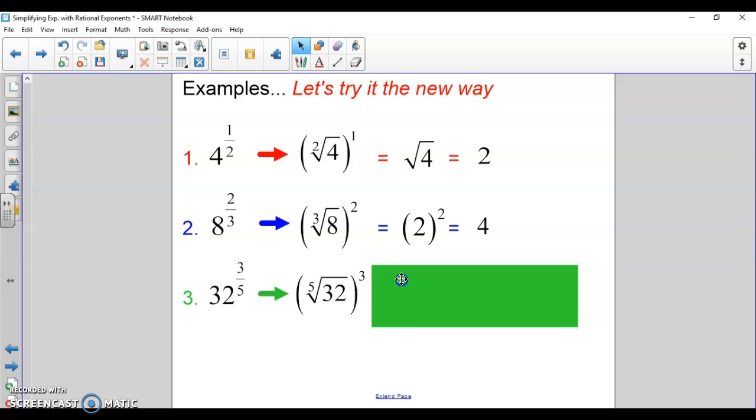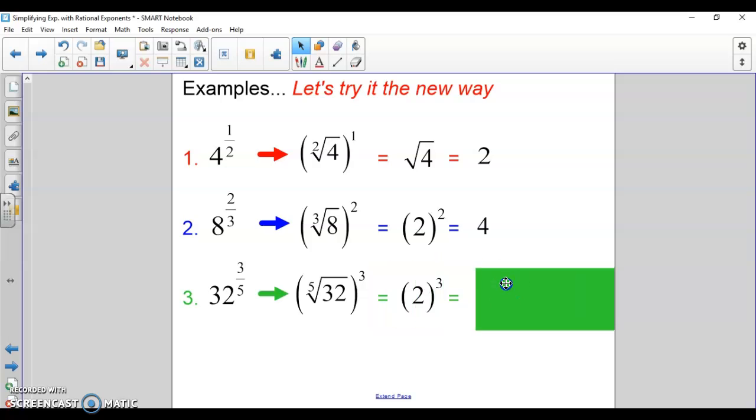32 to the 3/5 is 5th root of 32, all to the 3rd power. 5th root of 32 is 2. Now this is a prime example of why I would do this. I don't want to cube 32. That'd be insane. You'd be dealing with a much bigger number than you want to deal with. So 5th root of 32 is 2, 2 cubed is 8. Now you still may need a calculator, and that's fine. But just giving you some examples or new ways to do things, that's all.